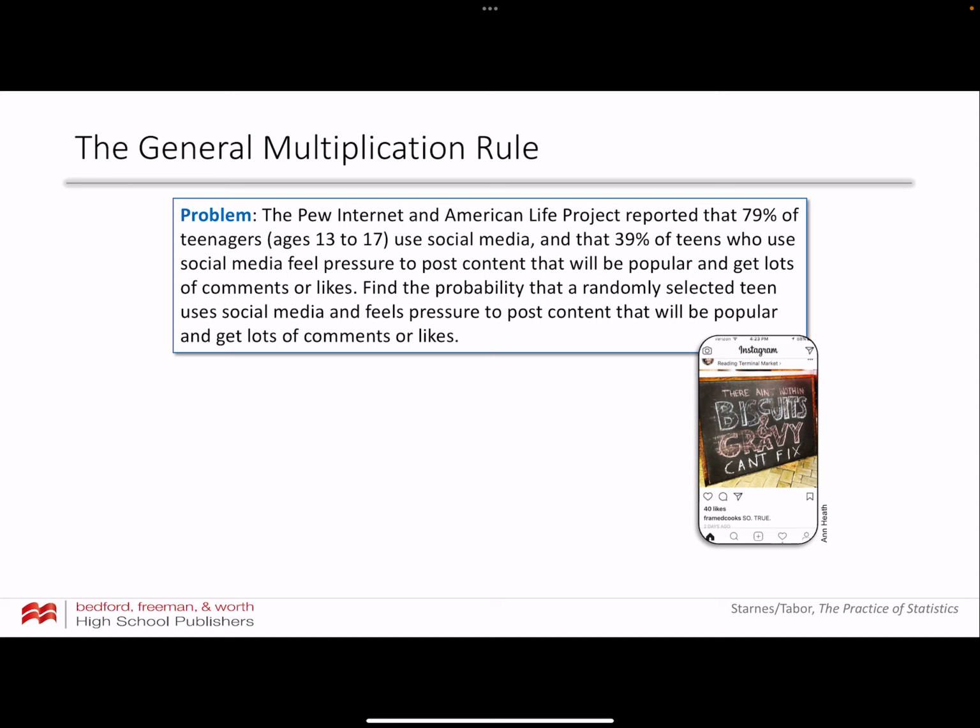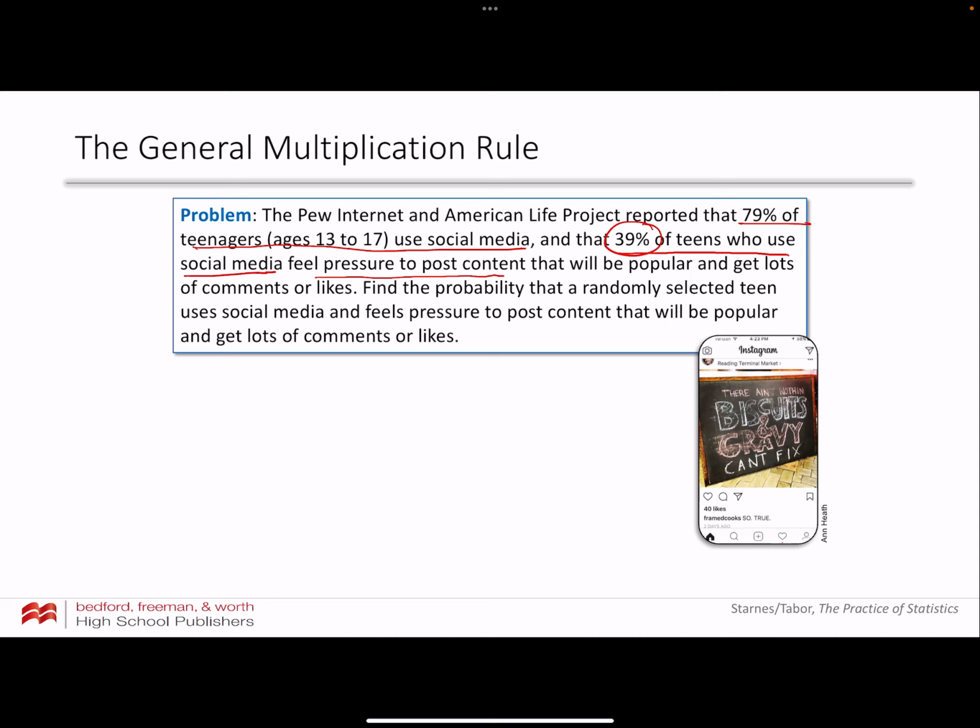Let's use it. So the Pew Internet and American Life Project reported that 79% of teenagers use social media and that 39% of teens who use social media feel pressure to post content that will be popular and get lots of comments or likes. So I need to think about what's going on here before I answer any type of question. It says in that first sentence, 79% of teenagers use social media, right? 39% of teens who use social media feel pressure. So that 39%, this is a conditional probability. The 79% is not.